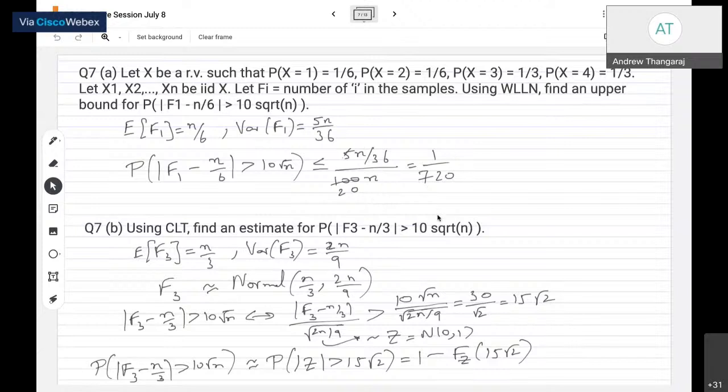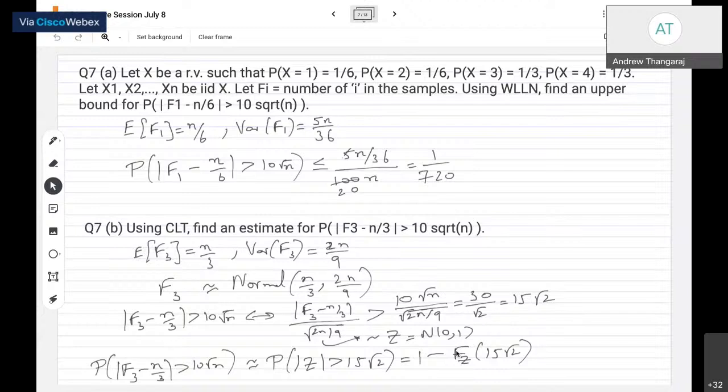It's pretty fast. The next step is f3 minus n by 3 greater than 10 square root n. The expected value of f3 is n by 3, variance is 2n by 9. So the CLT normal approximation gives you normal n by 3, 2n by 9, and mod f3 minus n by 3 greater than 10 root n becomes mod f3 minus n by 3 divided by square root 2n by 9 greater than 30 by root 2, which you can also write as 15 root 2.